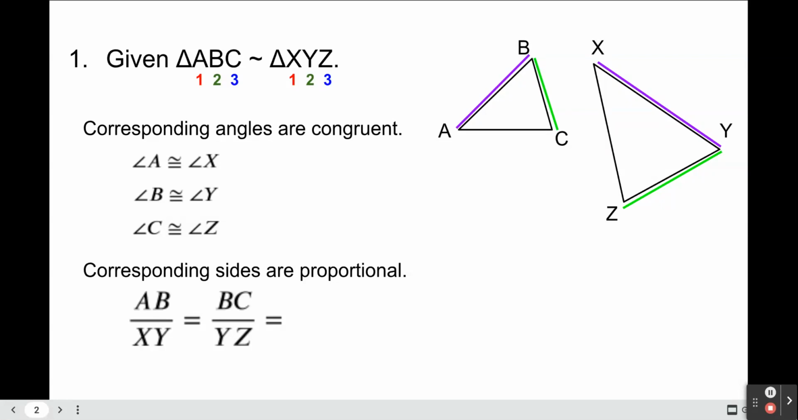Triangles have 3 sides, so we're going to have 3 proportions. The corresponding sides are going to be proportional, and you'll have a pair of sides for each side of the figure. So finally, that means we have AC corresponds to XZ.